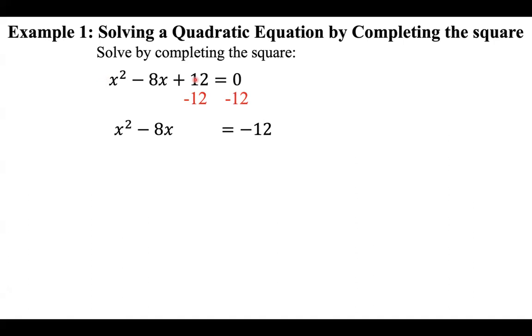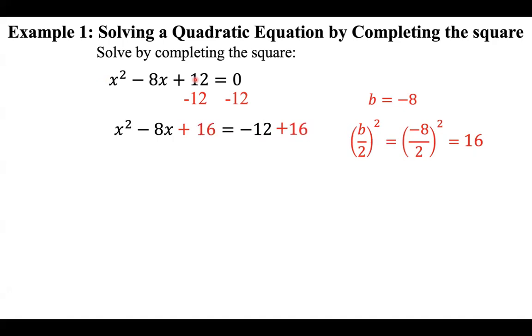Now, once we do that, step number 3 says to add half of our b value. Well, b is -8. Half of that would be -4. And if I square that, I get 16. So we're going to add that to both sides.